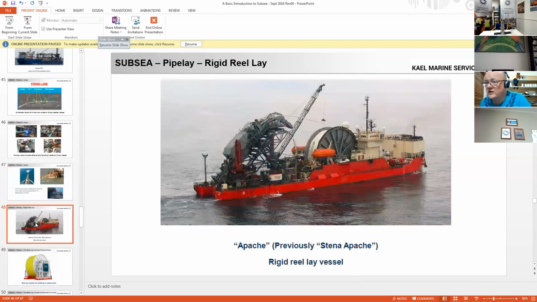This is a rigid reel lay vessel where the pipe is not S-lay, there's no welding on board. The pipe is actually welded ashore, and then it's reeled onto that big reel in the center of the ship. When it comes off the ship, it goes down through the ramp at the back, which has straightening sections to straighten the pipe before it goes subsea.